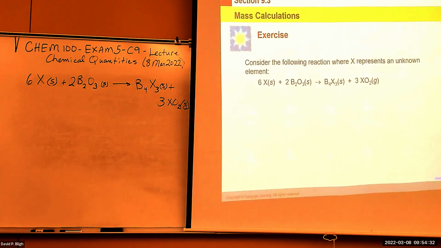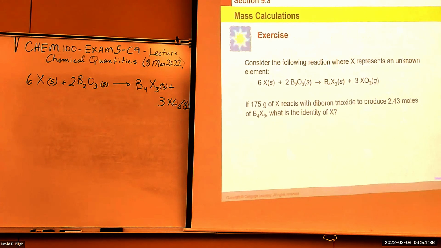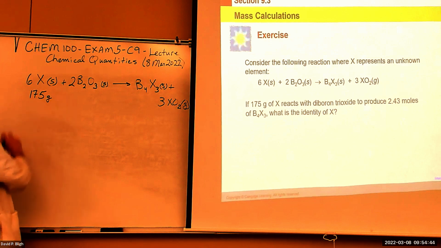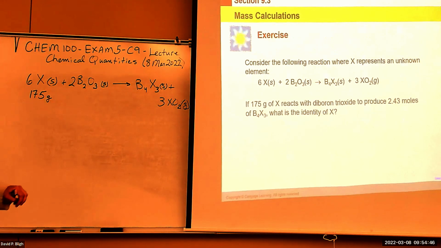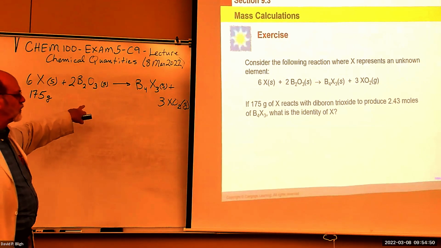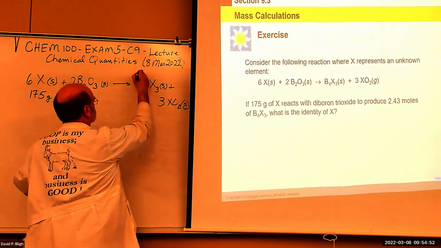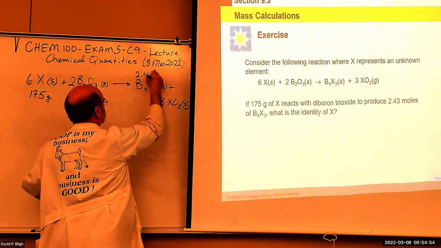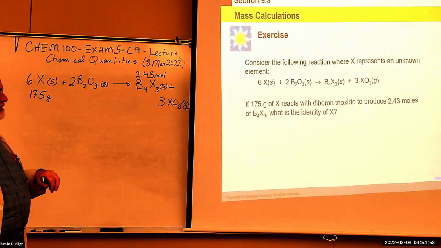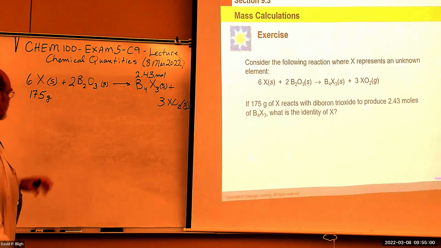Okay. We're given this balanced equation and other information. We're given 175 grams of X. 175 grams of X reacts with diboron trioxide to produce 2.43 moles of this compound. 2.43 moles of that compound. What's X?